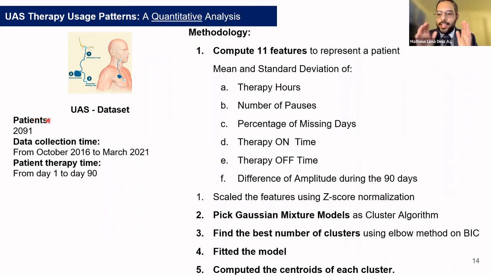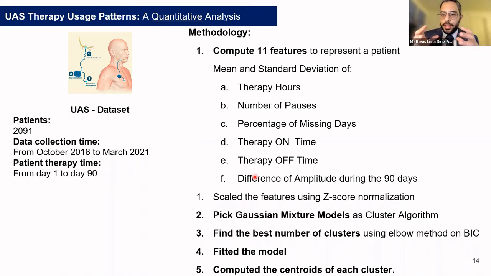And we look at data from day 1 to day 90 of these patients. And we extracted 11 features from each patient that would represent these patients. And what are the 11 features? Are the mean and the standard deviation of the therapy hours, the amount of therapy hours, the number of pauses, the percentage of missing days, the time they turn on and turn off the therapy, and also the difference of the amplitude between the 90th day and the first day.